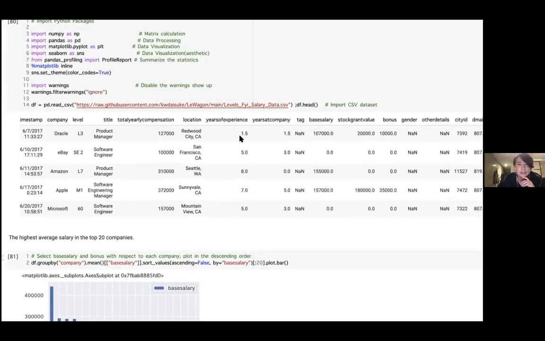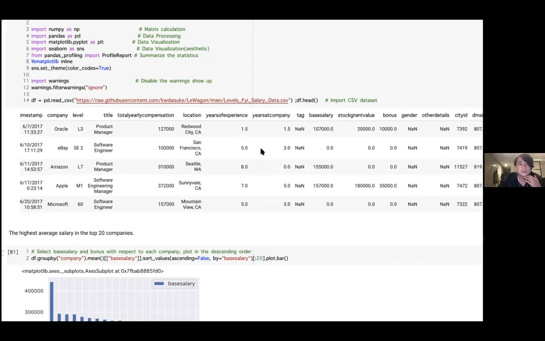And these are the years of experience, how long they worked before. So this guy is actually amazing. He only worked like 1.5 years, according to him, in his entire career at Oracle. Now he gets almost $100,000. It's quite a lot.